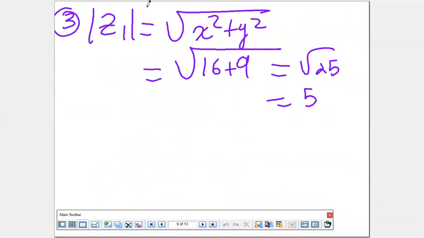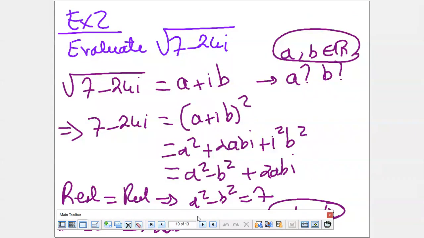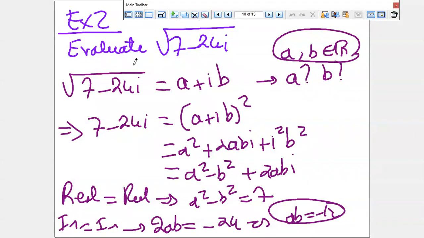Now, how do we find the modulus of z1? It's a formula: radical of x squared plus y squared. So it's radical 16 plus 9, radical 25. It's 5. Example 2 is very important. How do we evaluate the radical of 7 minus 24i? To be able to do that, I need to find the complex number that is the root of 7 minus 24i, so I need to find the complex number related to this one, a plus ib.